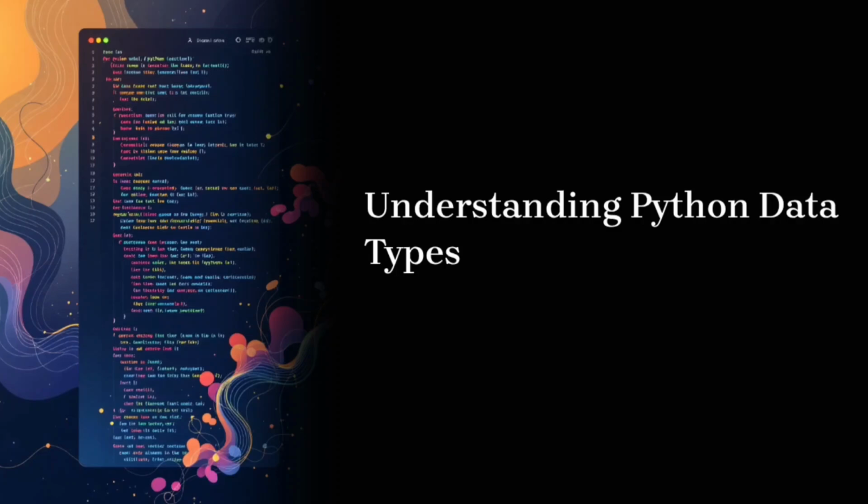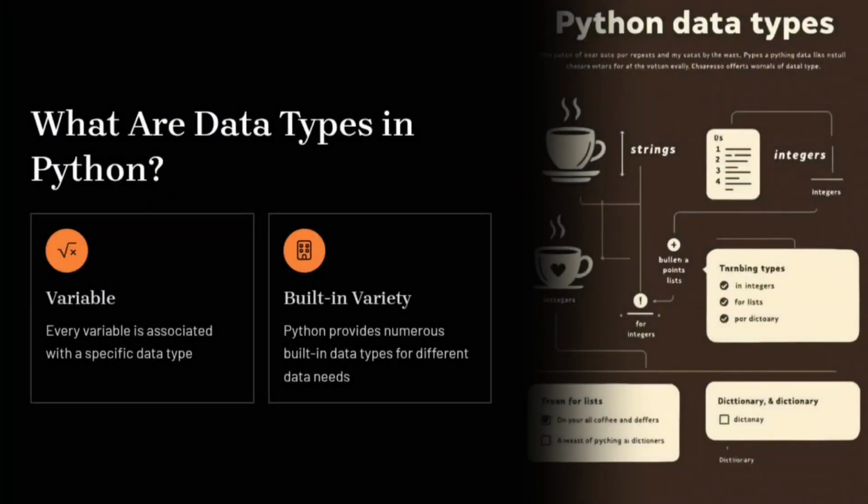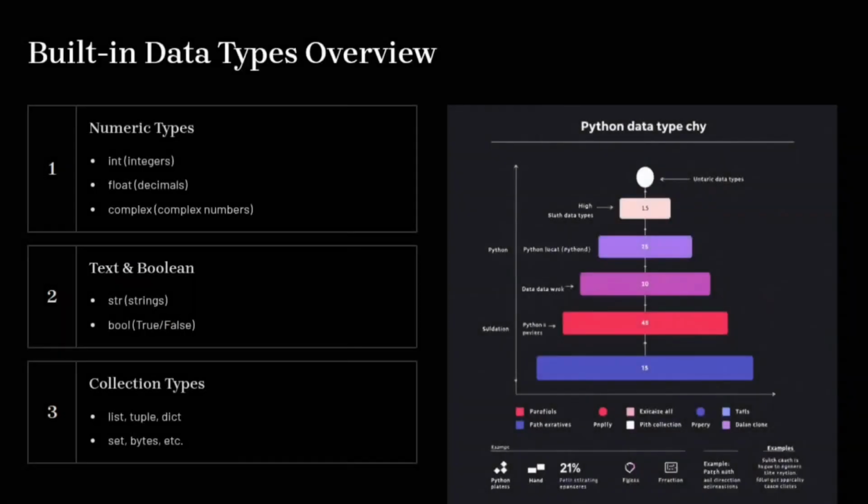So in the last lecture, we talked about variables, in which we know that variables hold some sort of data. And a data type defines the kind of value a variable can hold and what operations we can perform on it. So Python comes with built-in data types like number, string, boolean, list, set, dictionary, etc. In this lecture, we are going to cover number, string and boolean. We are going to make a separate video on list, tuple, set, dictionary, etc.